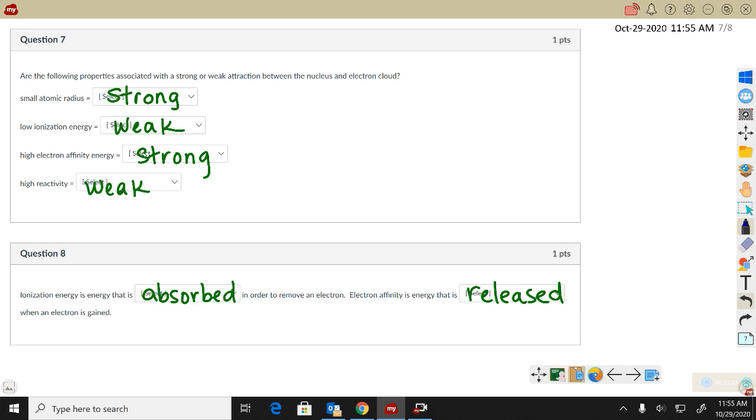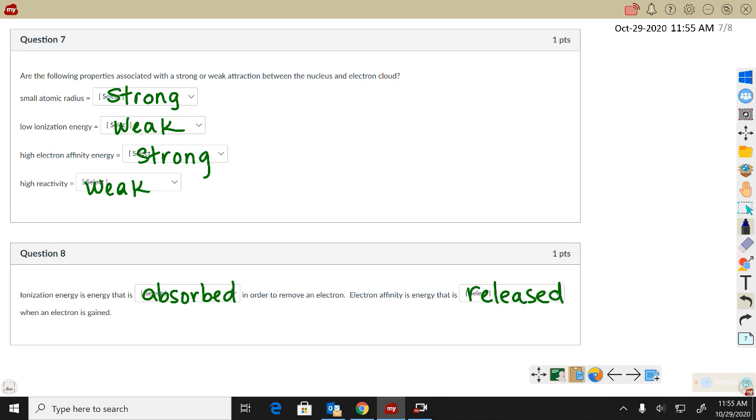Number 7. I love this question too. Would these properties be associated with a strong or a weak attraction between the nucleus and the electron cloud? I think if there's a small radius, then the electrons are pretty close to the nucleus, so there should be a strong attraction. Low ionization energy would mean that it does not take much energy to remove the electrons, so the attraction is weak. High electron affinity energy means that I lose a lot of energy when I gain electrons.